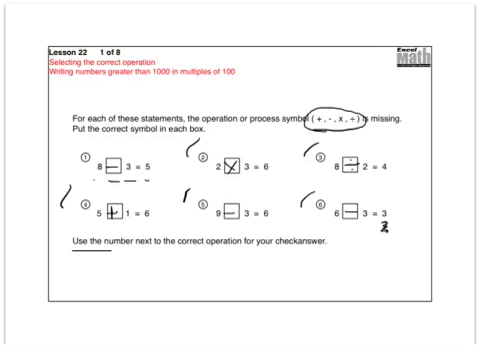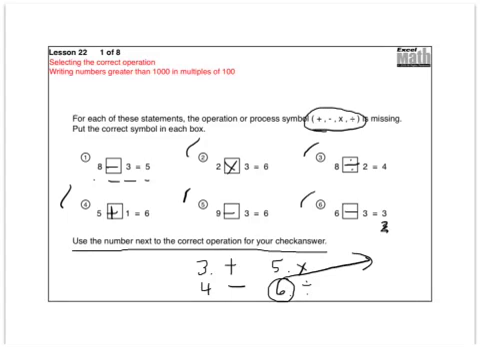And then notice down here it says use the number next to the correct operation for your check answer. So when you're doing these on your guided practice and your homework side, you're going to have choices that are going to be like 3, 4, 5, and 6, and then they'll put like plus, minus, times, and divided by, and then whichever one you pick, that number is going to go over in your check answer.